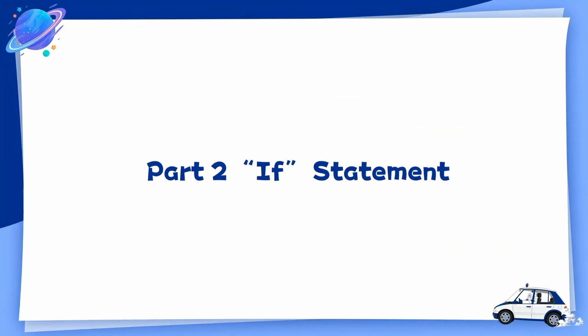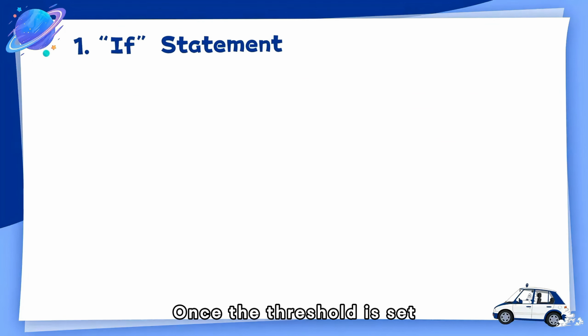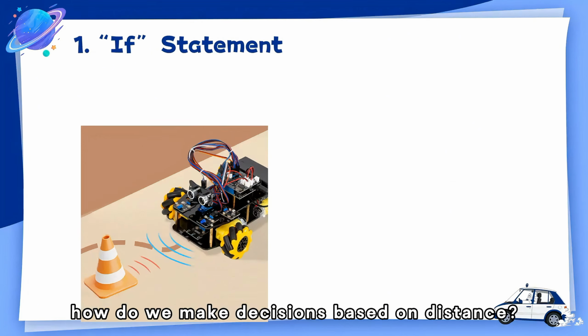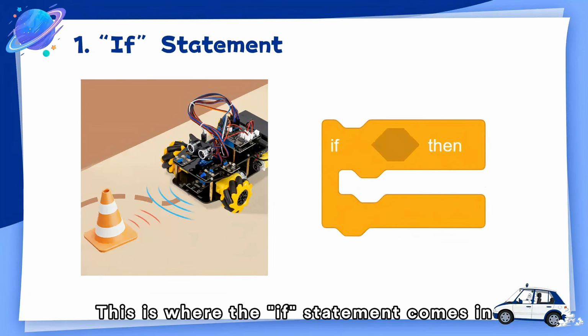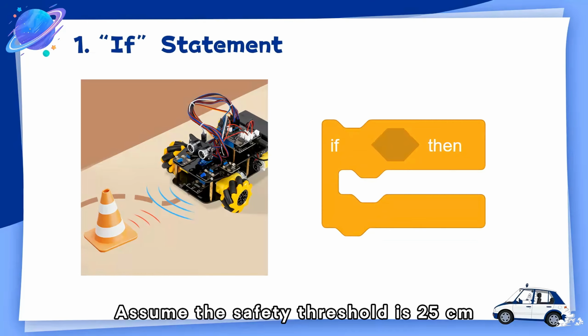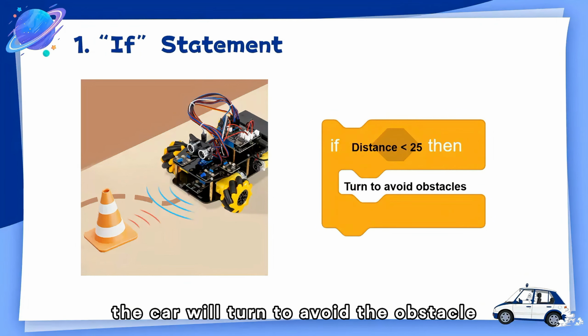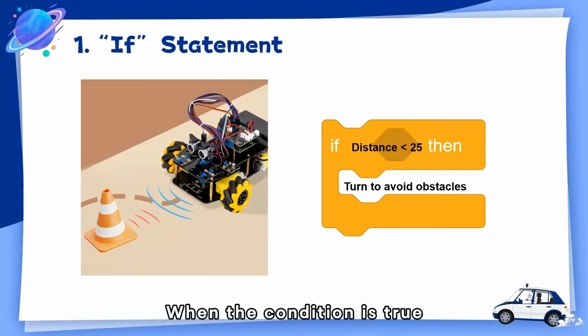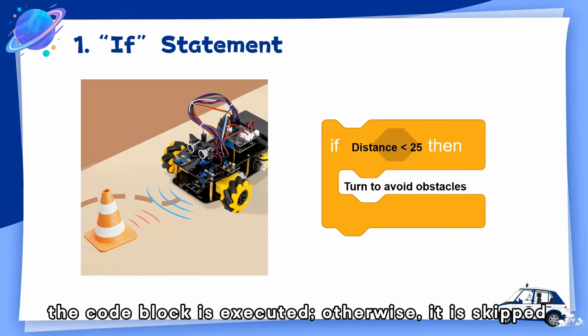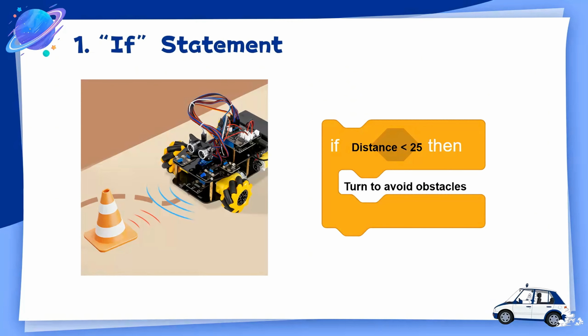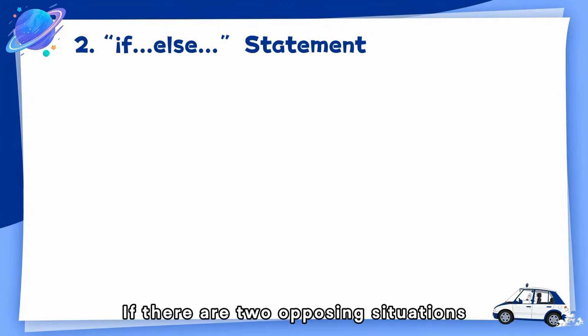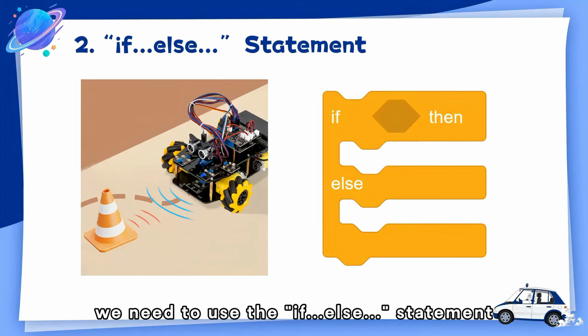Part 2. If statement. Once the threshold is set, how do we make decisions based on distance? This is where the if statement comes in. Assume the safety threshold is 25 centimeters. If the distance is less than 25 centimeters, the car will turn to avoid the obstacle. When the condition is true, the code block is executed. Otherwise, it is skipped. If there are two opposing situations, we need to use the if-else statement.